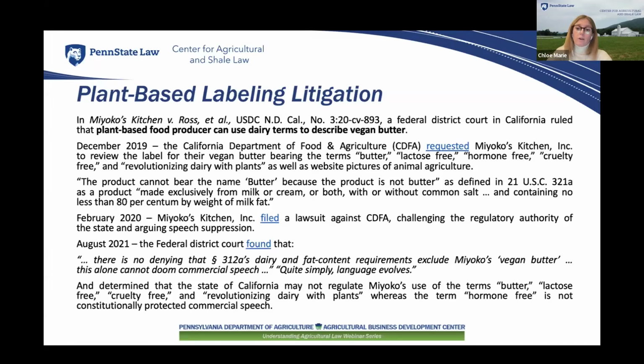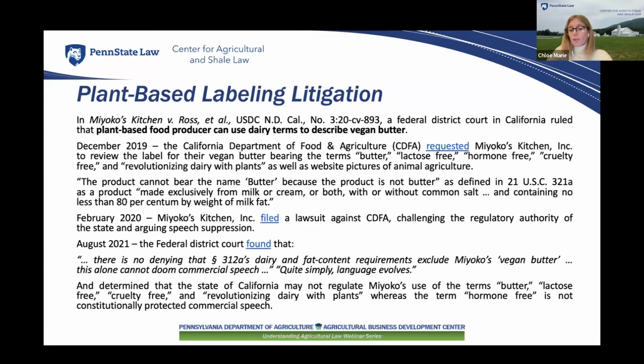So later on, Miyoko's filed a lawsuit against the State Department under the U.S. Constitution's First Amendment, challenging the regulatory authority of the state and arguing that such action does suppress freedom of speech and in no way does provide any service to the public against deception.